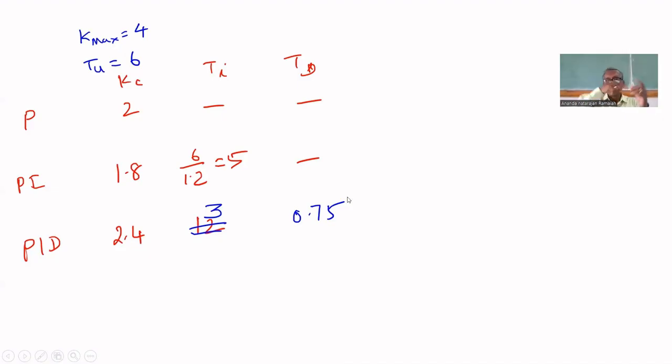There, from the reaction curve, we approximated TD and TP. This is not an exact value. But here, by simulation, we got the exact sustained oscillation. That's why by the Ziegler-Nichols method, it must be 1.2.